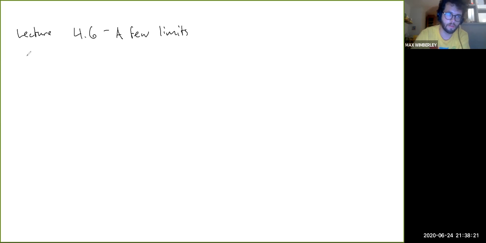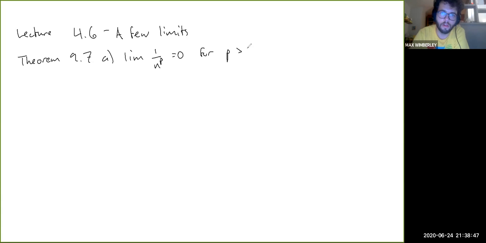So here we go. Theorem 9.7, part A. The first one that they handle is this. They say limit a to the n. Oh, no, sorry, it's not this one. It's the limit of 1 over n to the p equals 0 for p greater than 0.